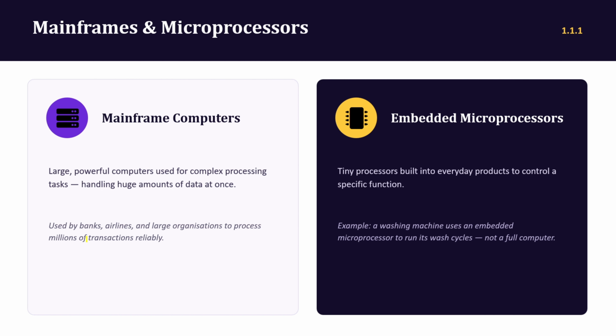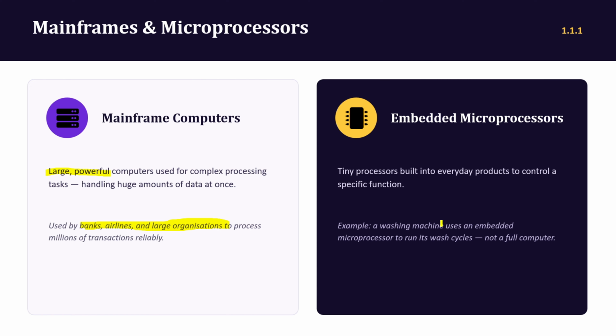First up, mainframe computers and microprocessors. These sound similar, but they are used completely differently. A mainframe computer is larger and powerful, used for complex processing tasks. Think huge amounts of data being processed at once. Banks, airlines, and large organizations use mainframes to handle millions of transactions every single day.